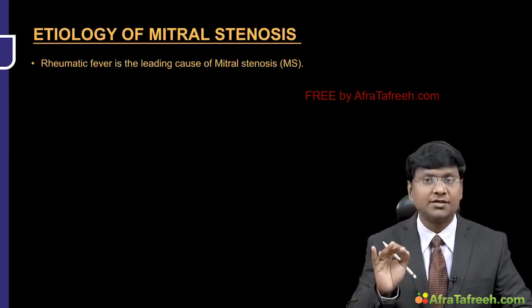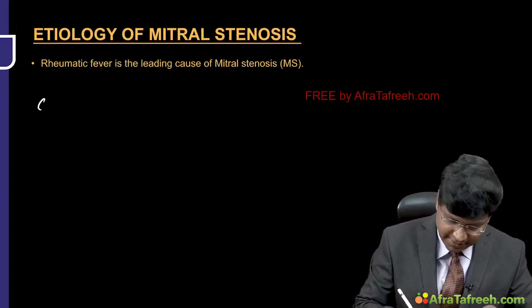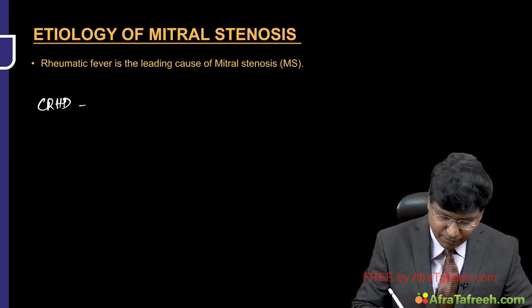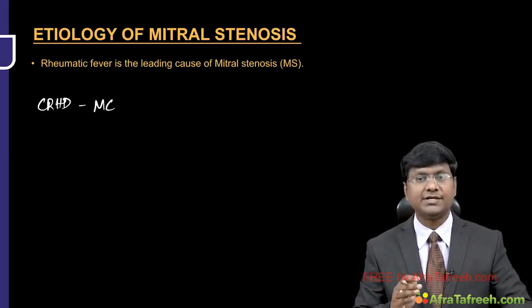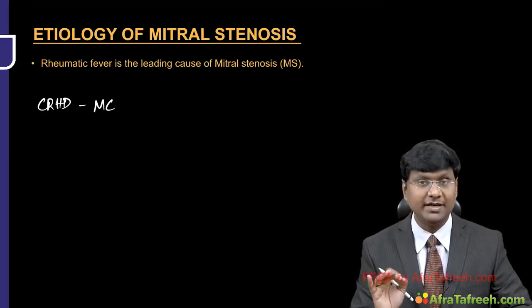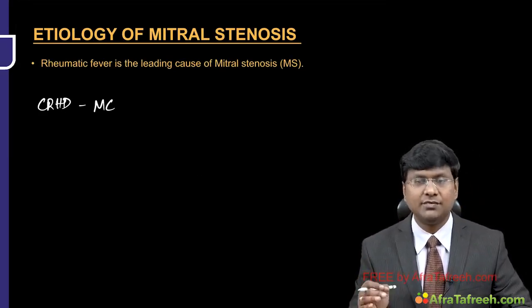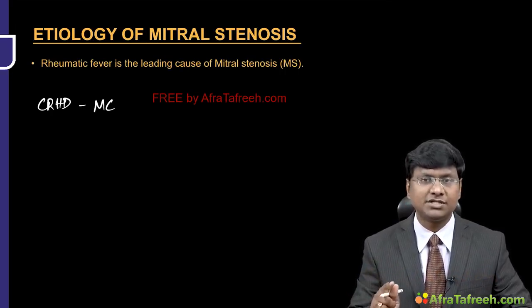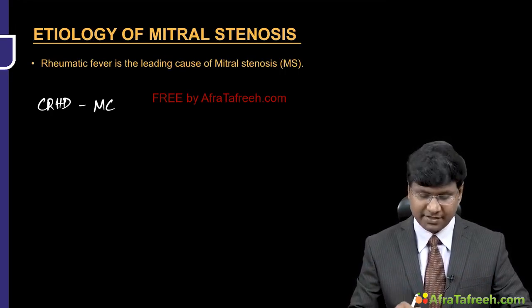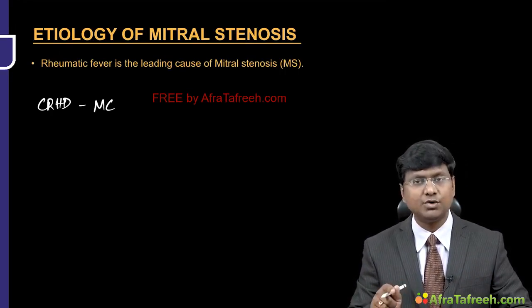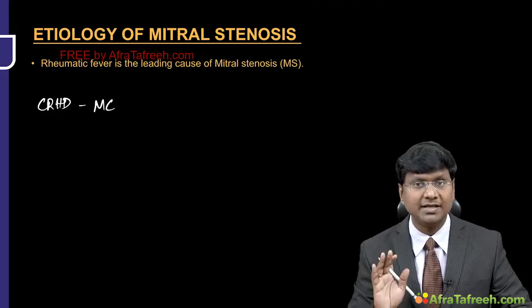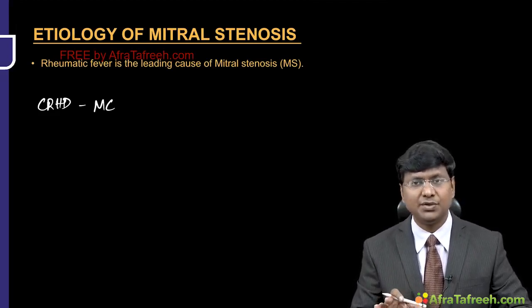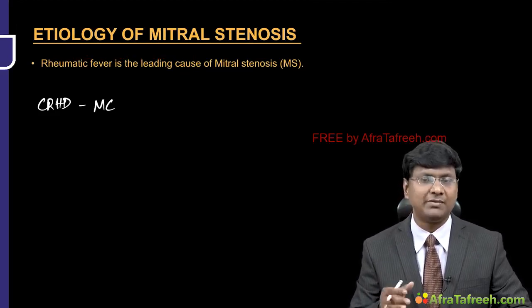In clinical scenarios like chronic rheumatic heart disease, the most common valvular pathology will be mitral stenosis. Whereas in case of acute rheumatic fever, the most common valvular pathology will be mitral regurgitation. But in chronic rheumatic heart disease, the most common valvular heart disease will be mitral stenosis. Now, what exactly does rheumatic fever do to the mitral valve or mitral valve apparatus?